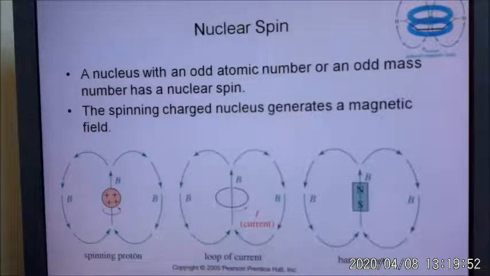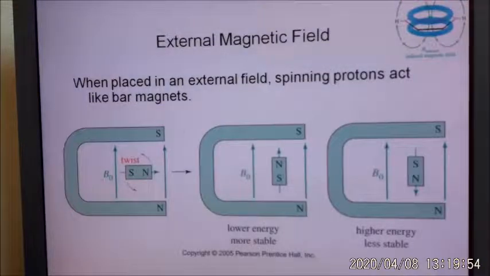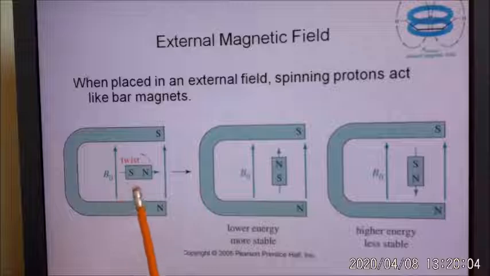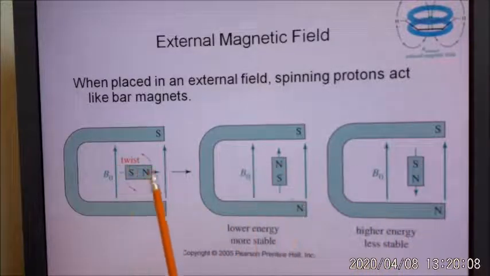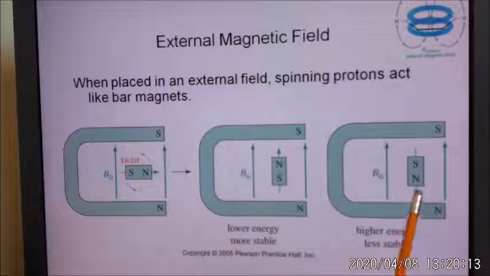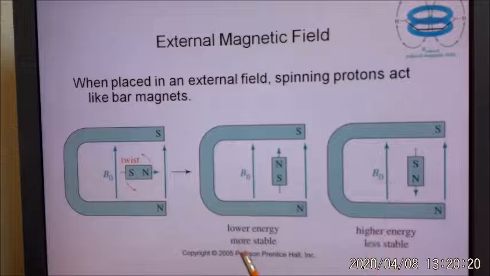Okay? So when we look at that, if you place a magnet into a magnetic field, what's going to happen is all your magnets are going to align with the magnetic field. They're going to either be with the magnetic field or against the magnetic field, but you're not going to have them in this direction. Okay? If they're against the magnetic field, north and north, it's a higher energy, less stable orientation. Lower energy is with the magnetic field because the north and south are aligned.